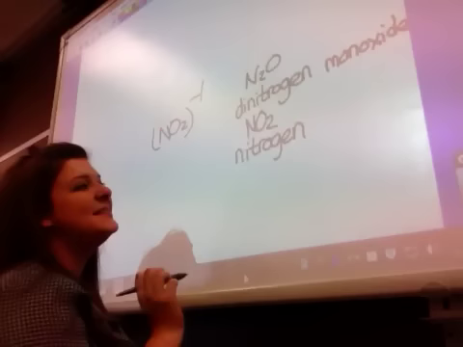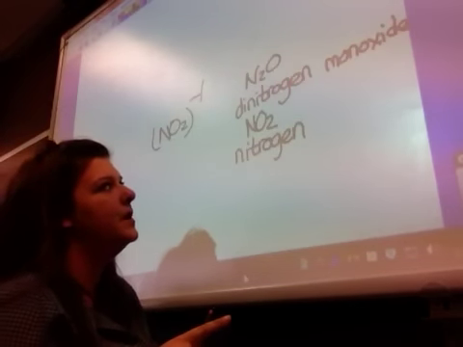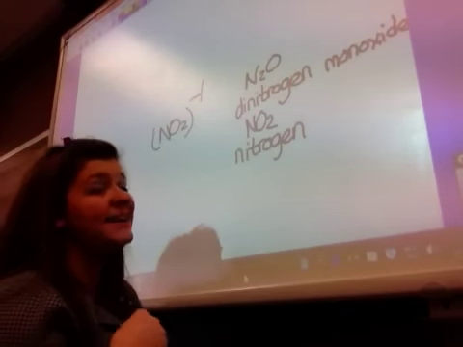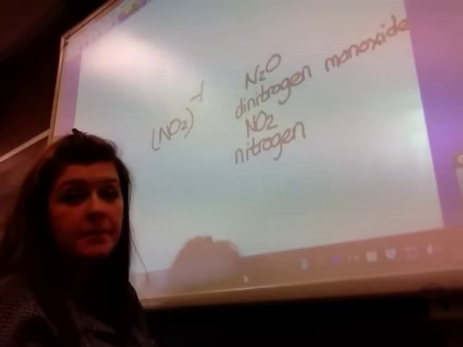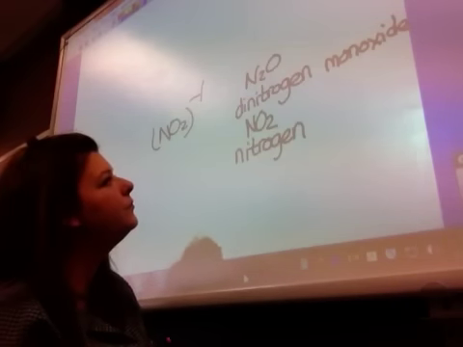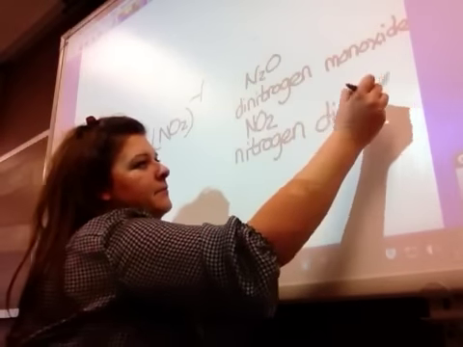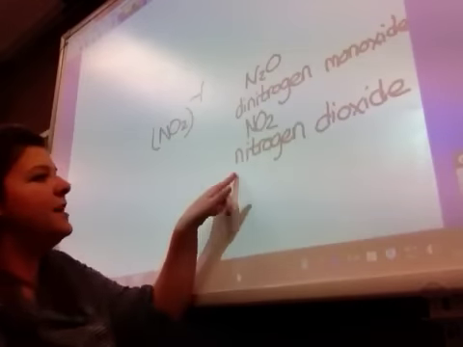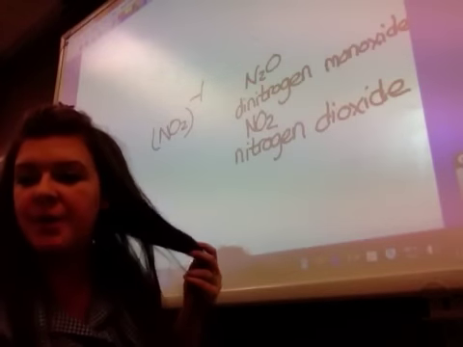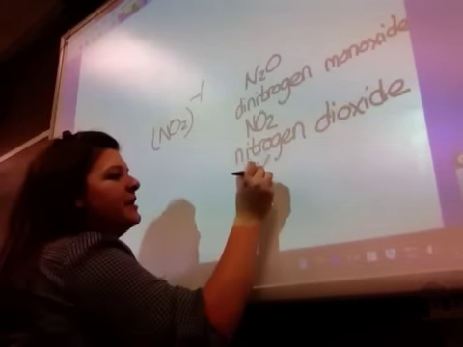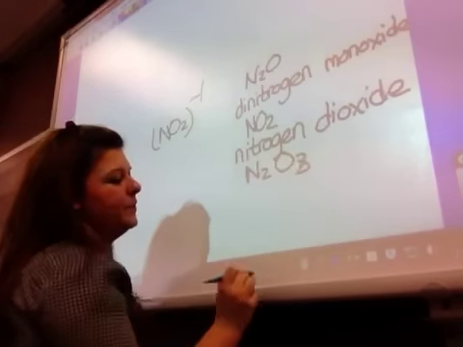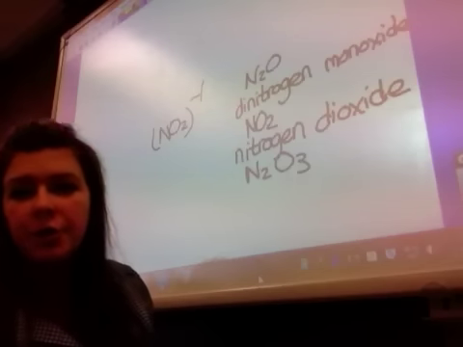And what would be the second part? There's 2 oxygen. I need to change that to an IDE. So how would you name it? If you said dioxide, you are awesome. So we have nitrogen dioxide. Let's look at the next one. The next one we have N2O3. How would you name this one? Try that one on your own.